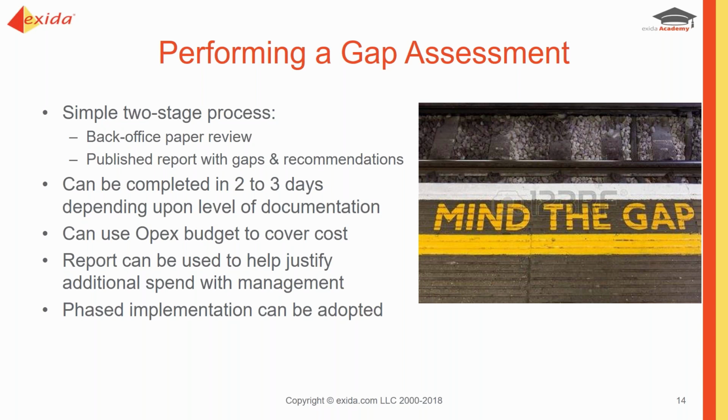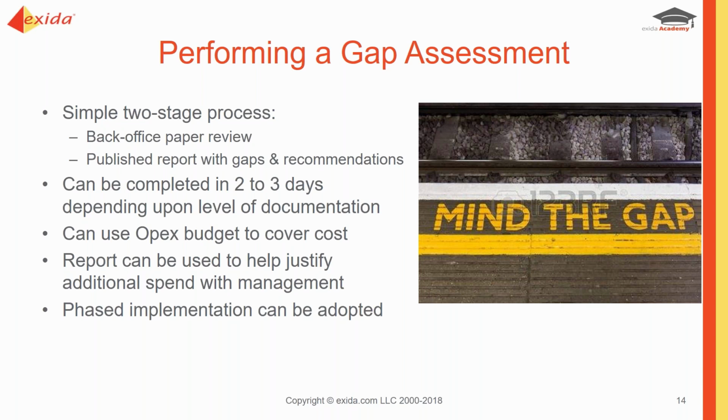This means then that companies or the O&M people can use the OPEX budget to cover this cost, because it's going to be less than $10,000. And the report itself can be used to help justify any additional spend with management, because now you have an independent report that says, here's where we're compliant, here's where we're not compliant, this is what we need to do to fill the gaps.